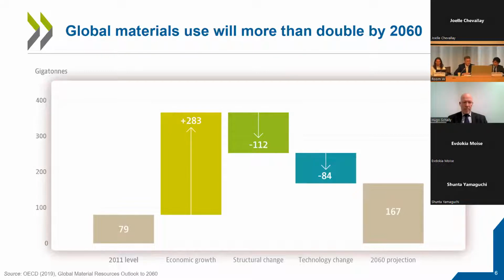Then the third part is on technological change. We basically every year learn to do things better. We learn to figure out how to use less materials and make the same output. And that also diminishes materials use.